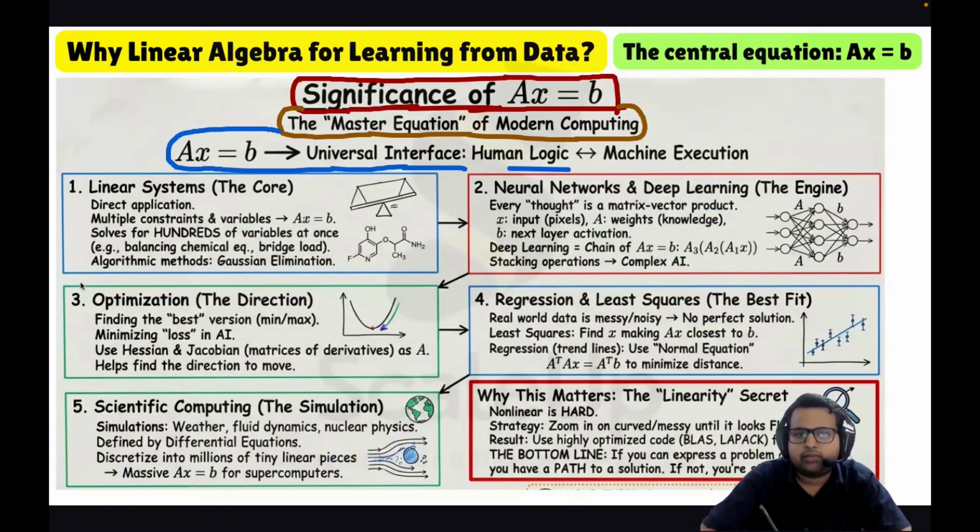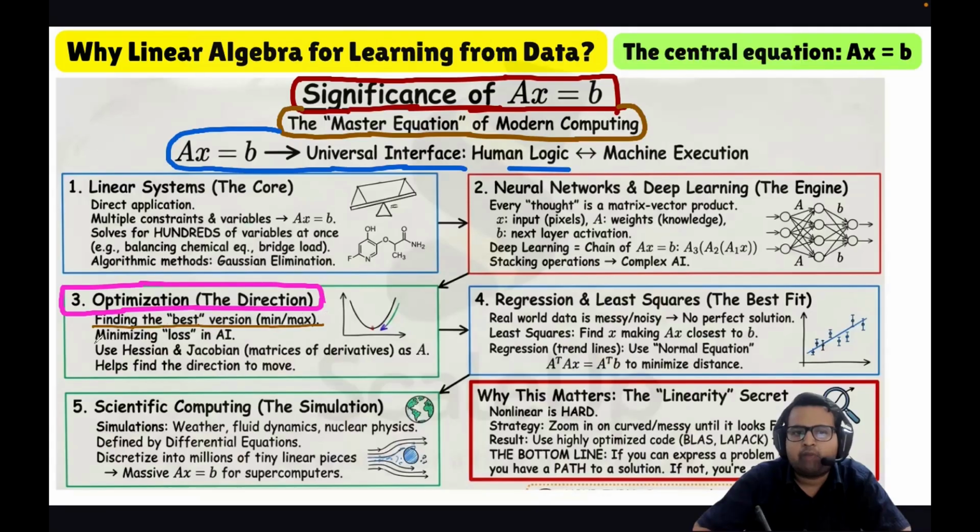Now, this master equation Ax = b also has a role to play in optimization. In optimization, this master equation provides a direction. Optimization is the process of finding the best version of something, like minimizing the loss or maximizing the profit.